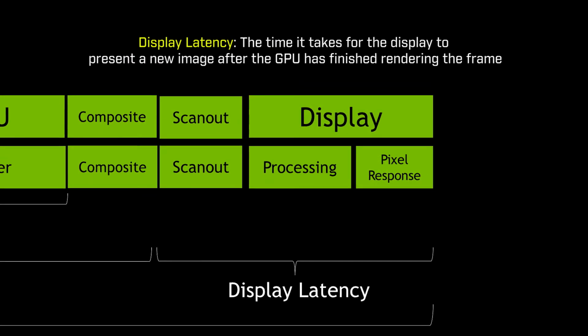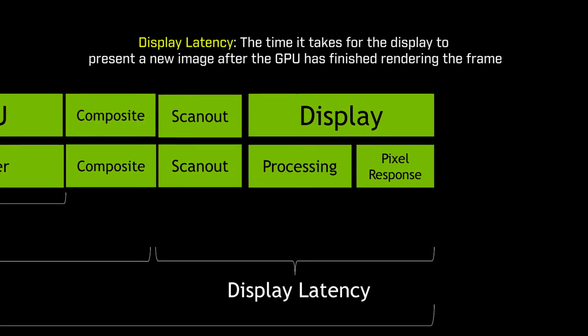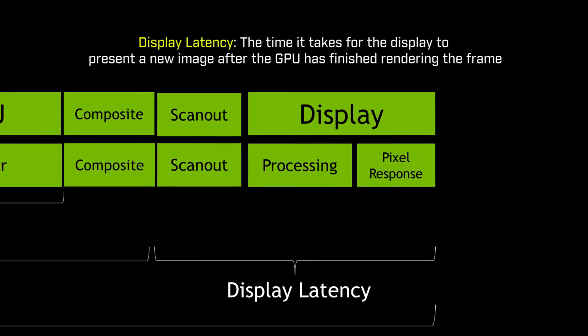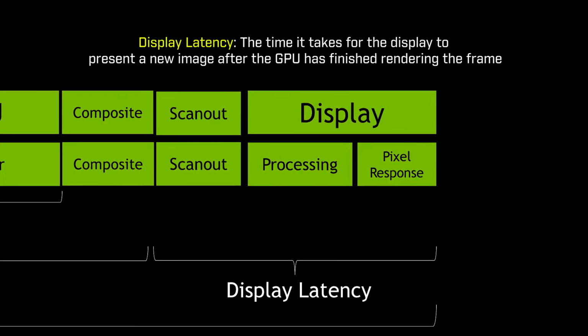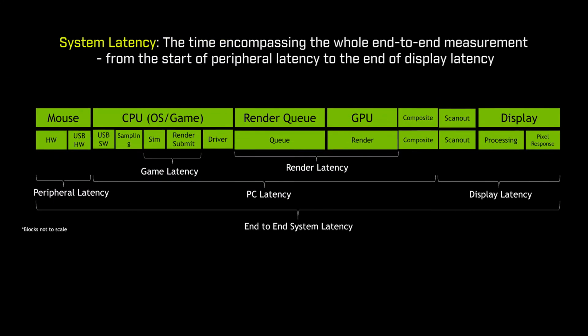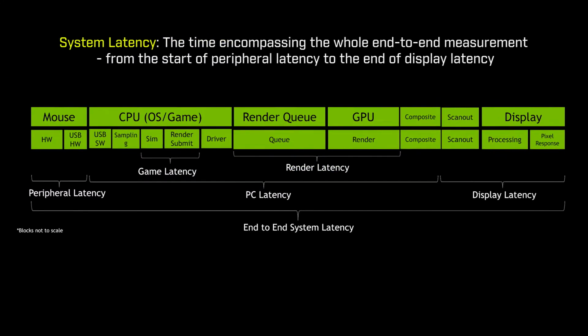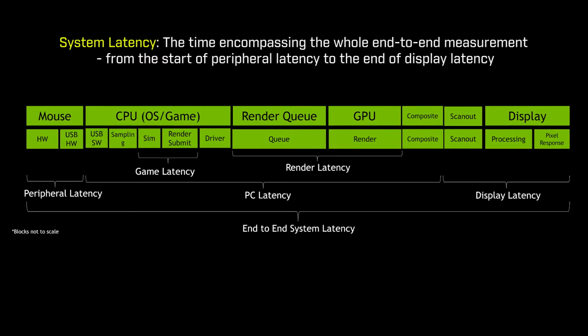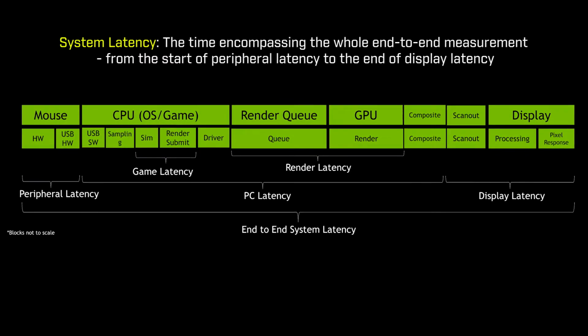Display latency is the time it takes for the display to present a new image after the GPU has finished rendering the frame. System latency is the time encompassing the whole end-to-end measurement, from the start of peripheral latency to the end of display latency.